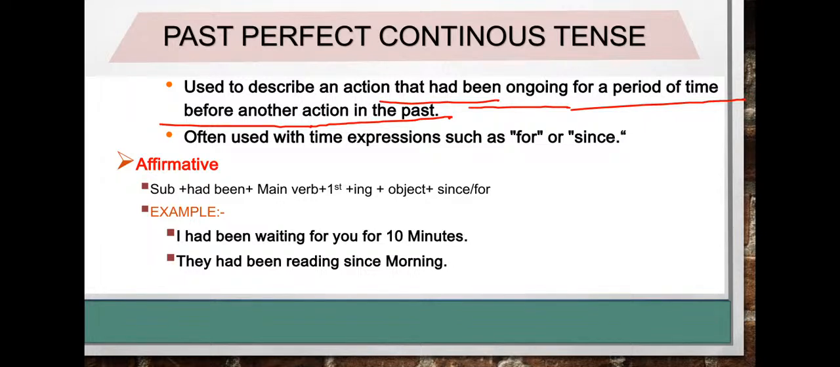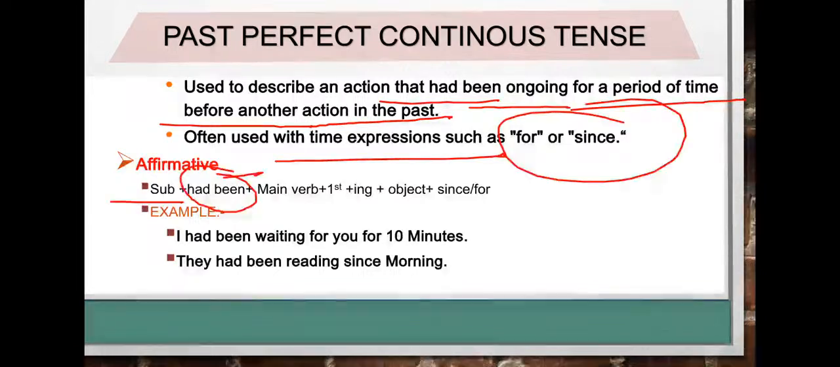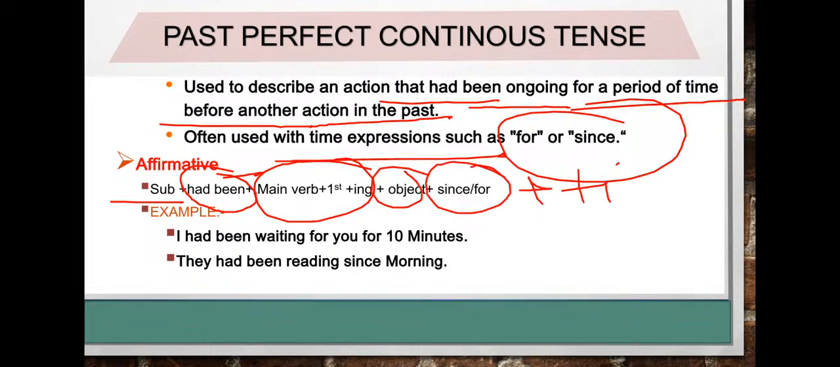The only difference between past continuous and past perfect continuous is this one, and it is often used with the expressions such as for and since here. It will be continued for all of the versions of past perfect progressive: the full form of the verb and the object, since or for plus time, plus the action, timing. Okay. Now examples. I had been waiting for you for 10 minutes.